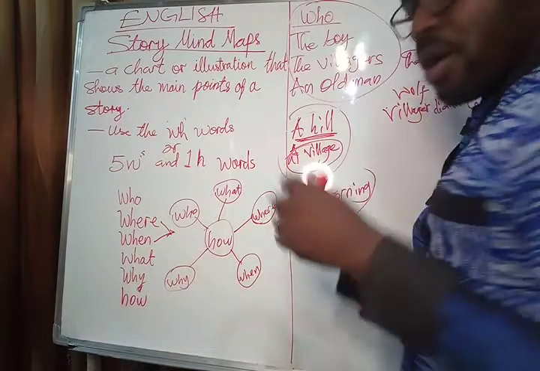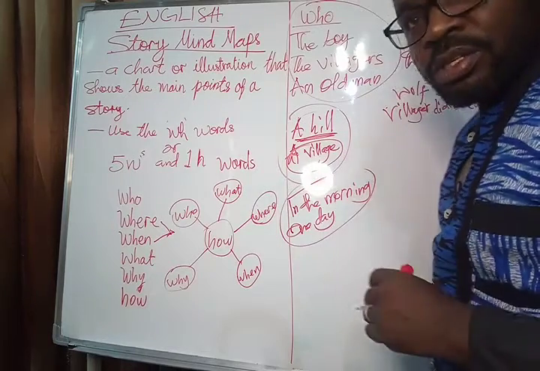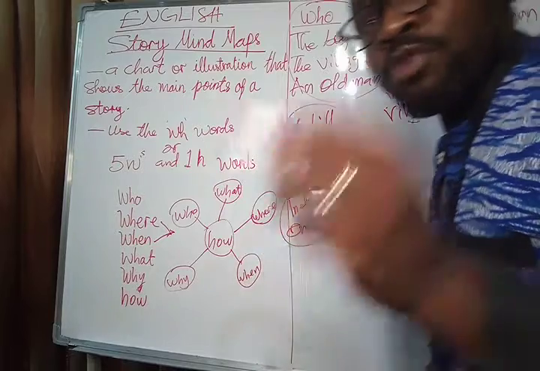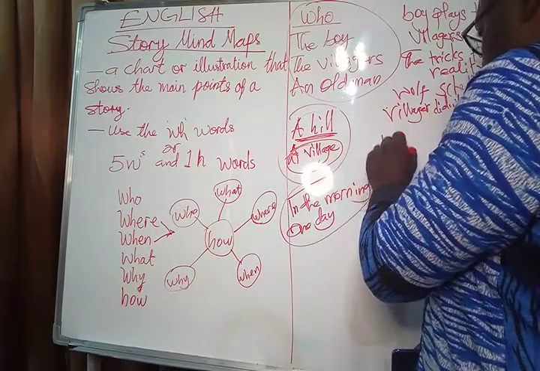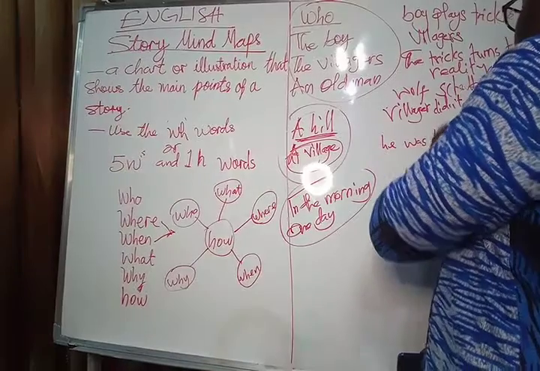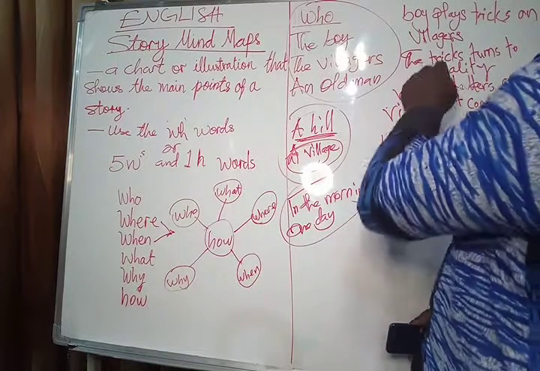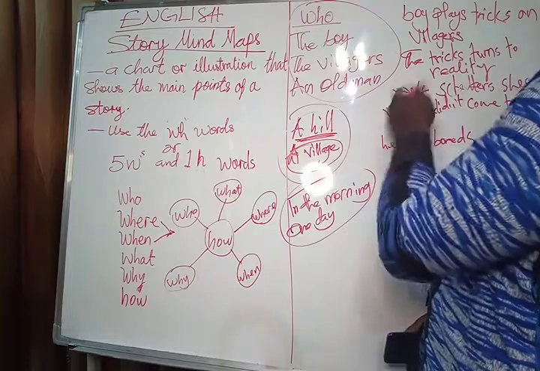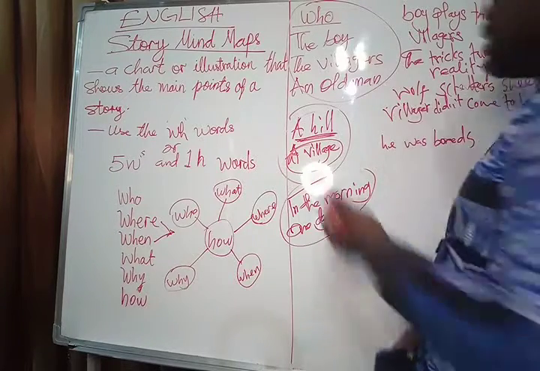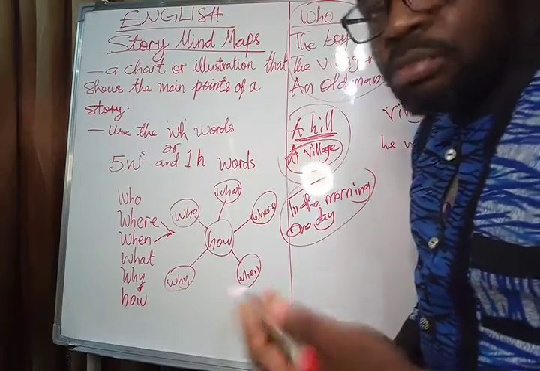Good. Now, why? Why was he playing tricks on the villagers? It says in the story, if you can remember, that he was bored. He was bored. That was why he played tricks on the villagers. Why then? What else? He screams all of a sudden and woof woof woof. The villagers didn't come to help. Why did the villagers not come to help? Villagers thought he was lying.